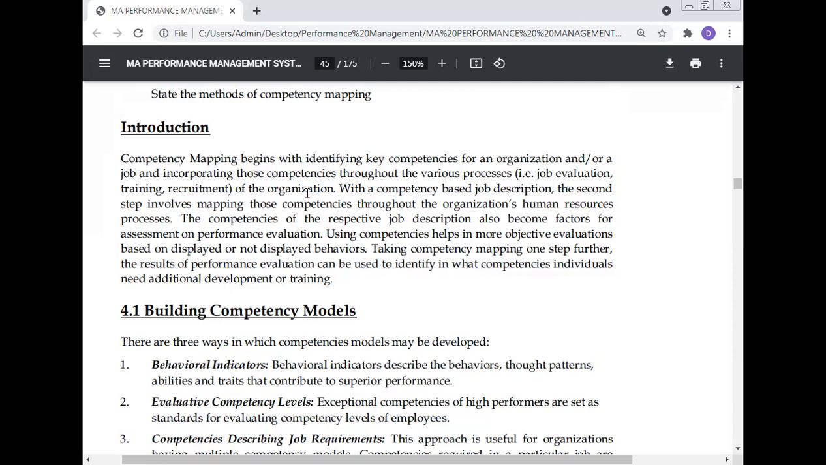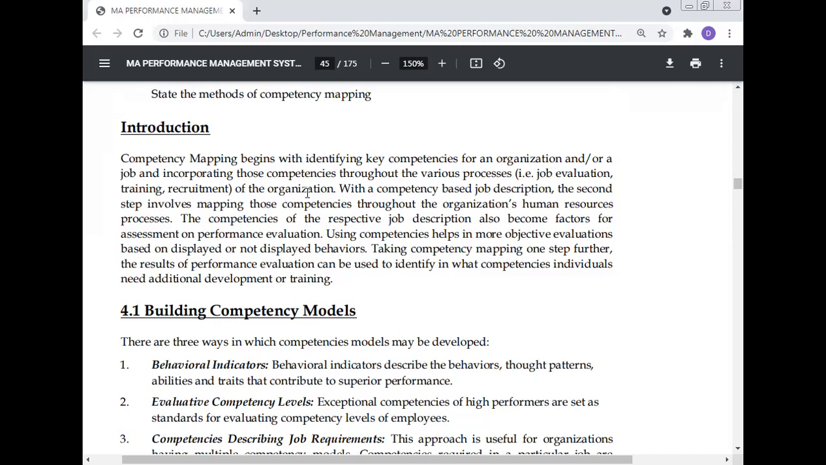Identifying the key competency for an organization: for an organization, what will be the competency, and for a job, what will be the competency? And incorporating those competencies throughout the various processes. Job evaluation: please check in your organization whether job evaluation is happening or not, and whether you are promoting some of the employees or not. Job evaluation is important for any company for survival. And the fourth, training and recruitment of the organization.